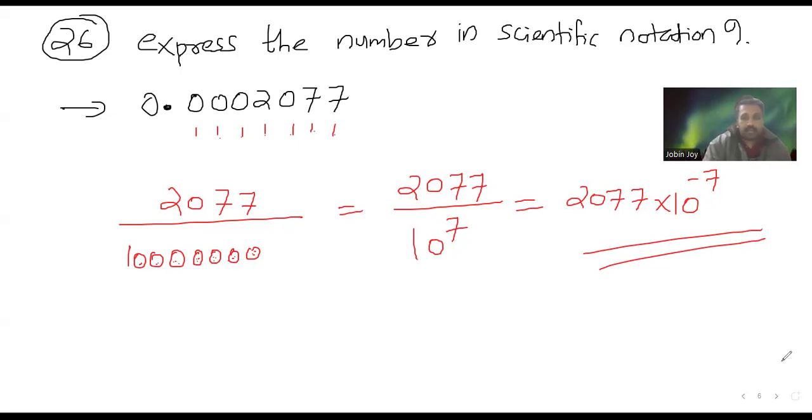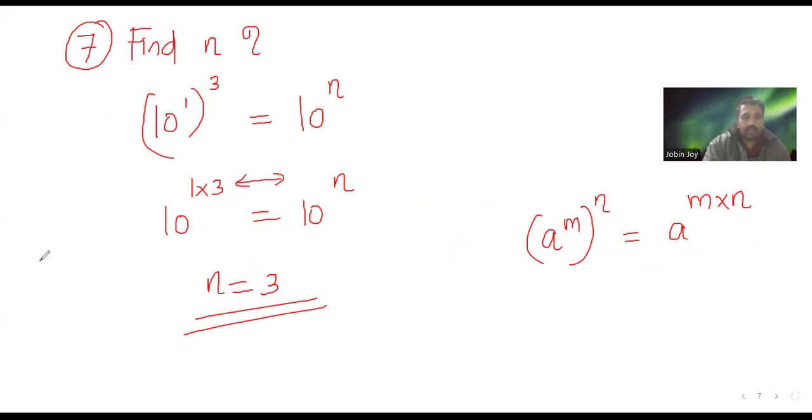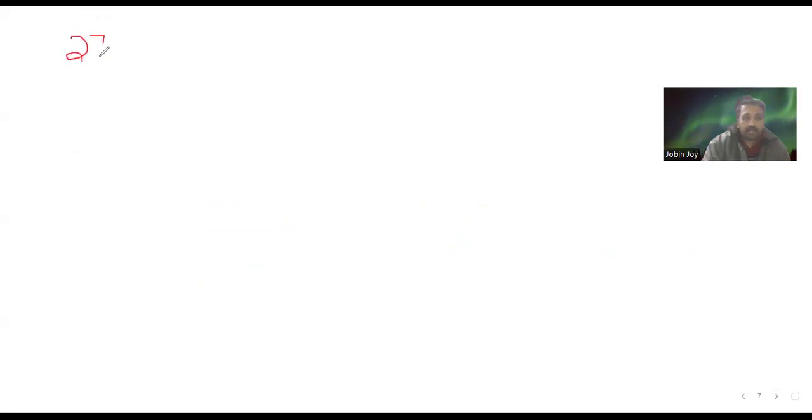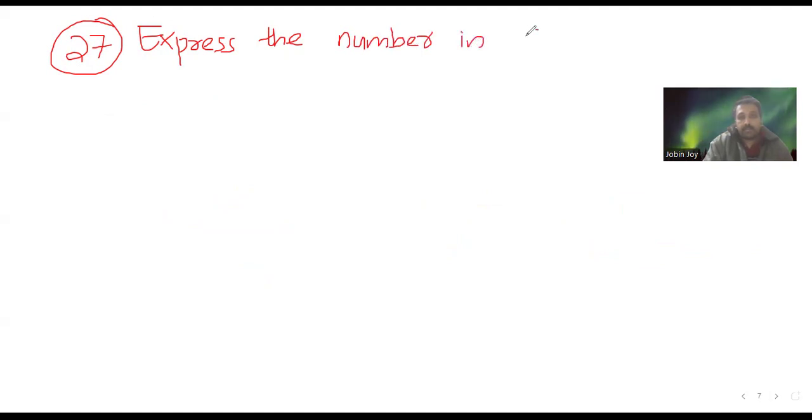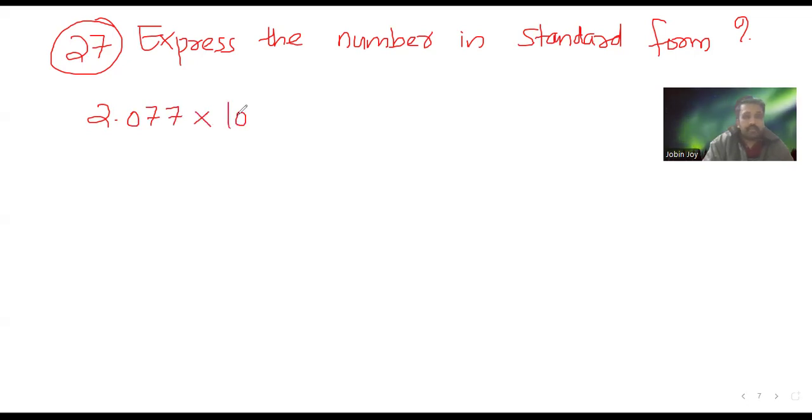Then question number 27. Express the number in standard form. So 2.077 into 10 raised to minus 4.